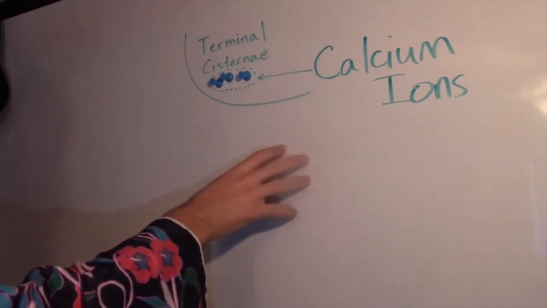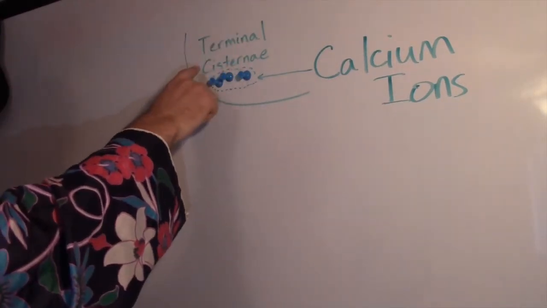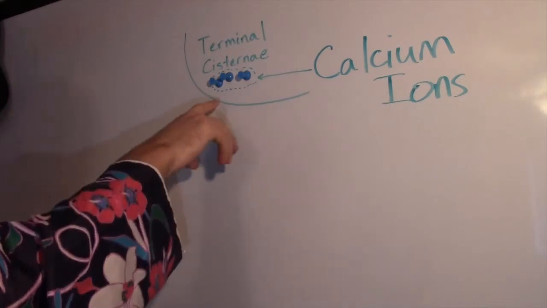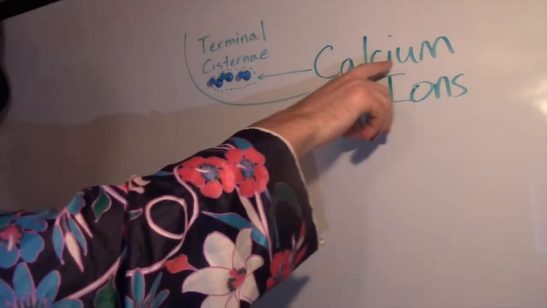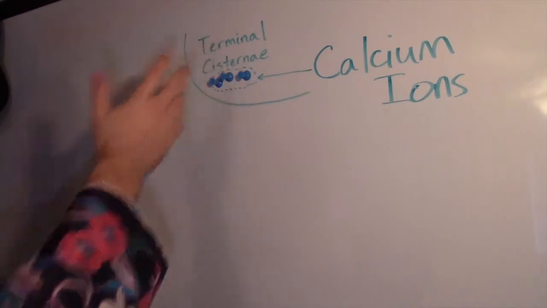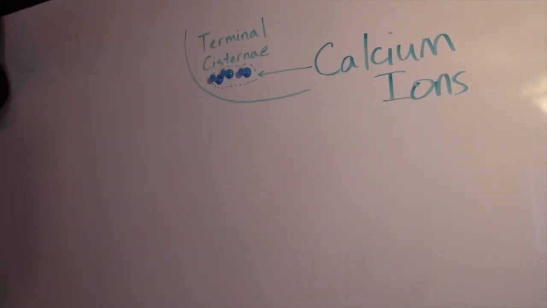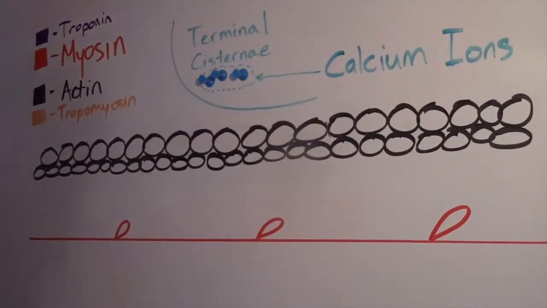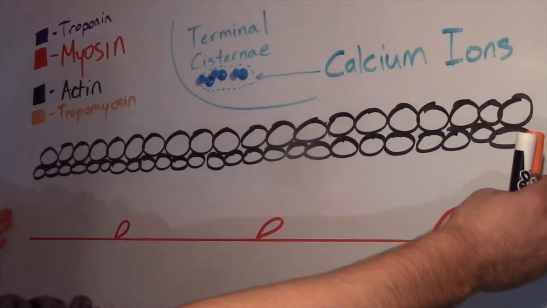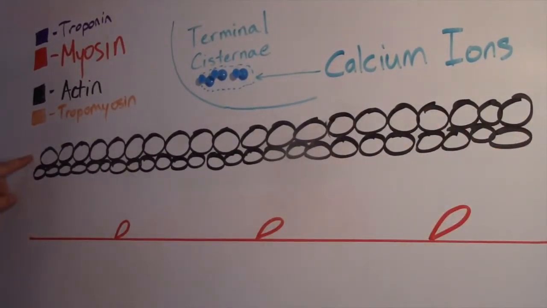Okay, Ryan. So, it all starts in the terminal cisternae. These blue magnets will represent the calcium ions within the terminal cisternae. So as we can see, this is one sarcomere, and this is the actin, and this is the myosin. So myosin is red, actin is black, and you can see how these two parts of the sarcomere are parallel to each other.